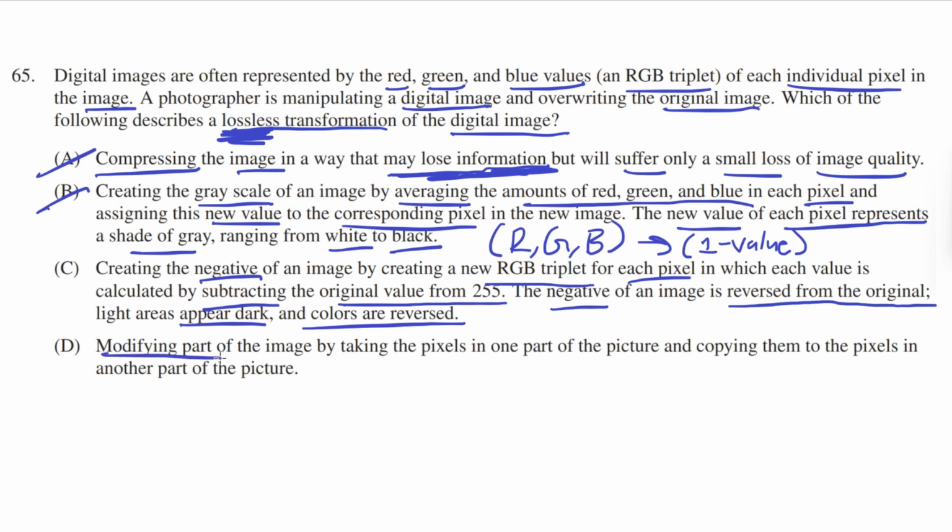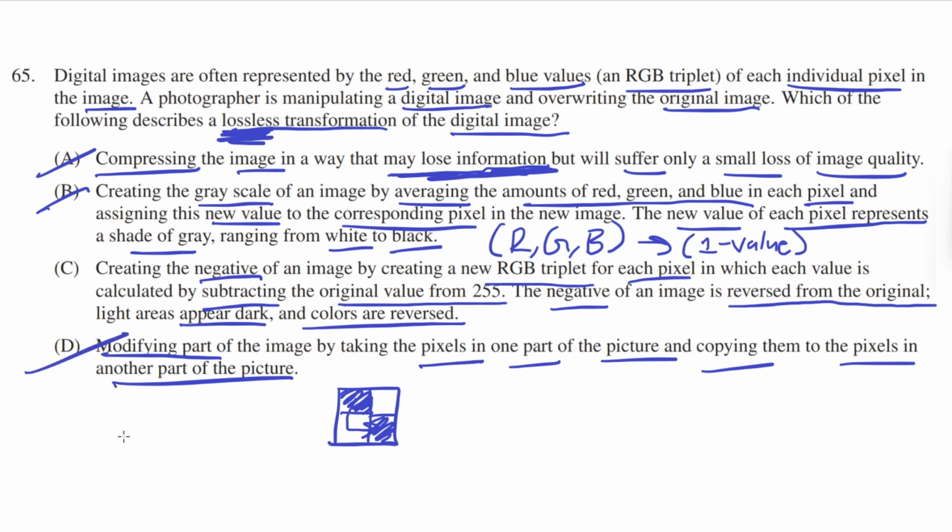D says modifying part of the image by taking the pixels in one part of the picture and copying them to the pixels in another part of the picture. What this is saying is if we have a picture, we're going to move the pixels from one part of the image and copy them onto the other. By copying pixels from one part to the other, we won't know what the original pixel was that was in that new copied location. So that means that we won't be able to restore back to the original pixels, the original RGB for each of the pixels. So this does not represent a lossless transformation since we are losing information. So that means C is the correct answer.